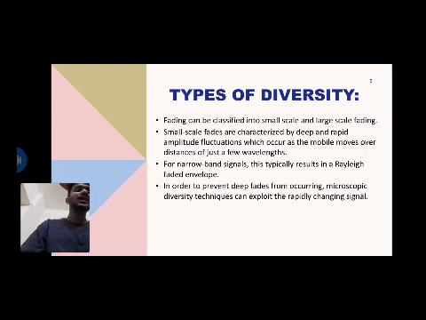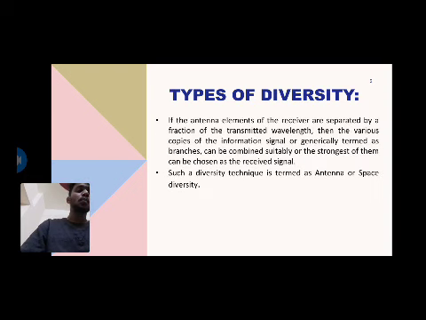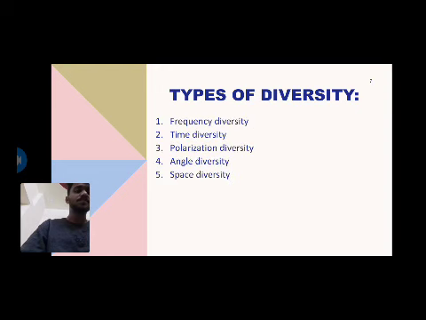In order to prevent deep fades from occurring, microscopic diversity techniques can exploit the rapidly changing signal. If the antenna elements of the receiver are separated by a fraction of the transmitted wavelength, then the various copies of the information signal, generically termed branches, can be combined suitably, or the strongest of them can be chosen at the receiver. Such a diversity technique is termed antenna or space diversity.